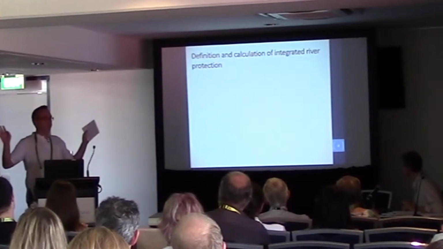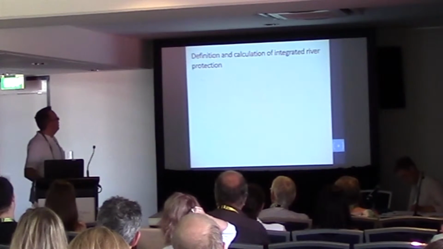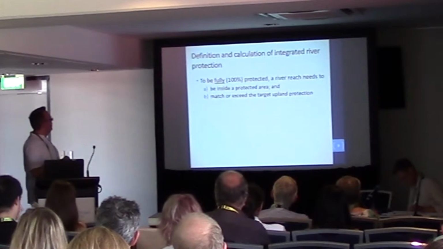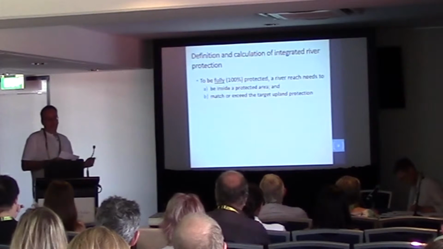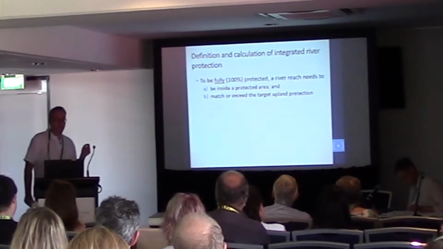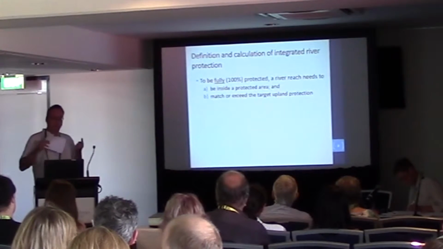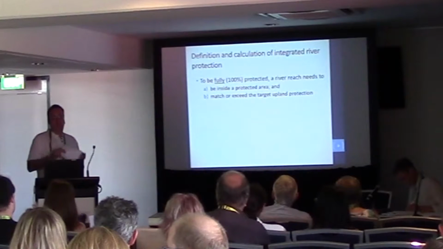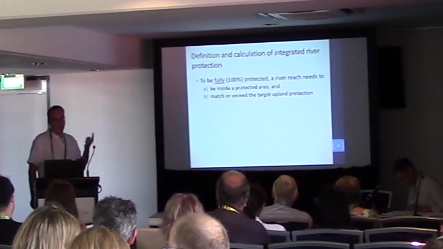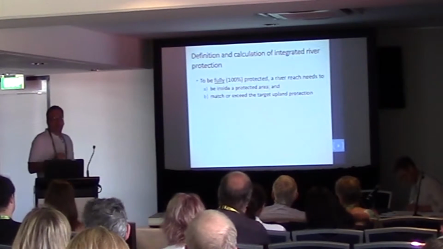And one more theoretical slide, and then I'll show you some maps and real data. So as a definition, just to recap, the definition and calculation of the linear measure of integrated river protection: to be fully protected, 100% protected, a river reach needs to be A, inside a protected area, and match or exceed the target upland protection.